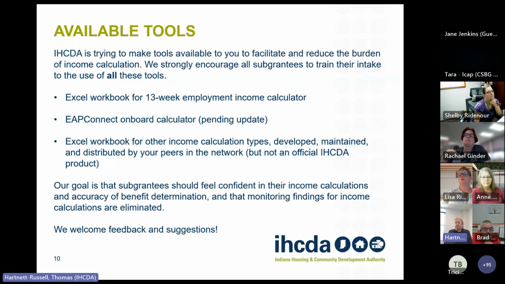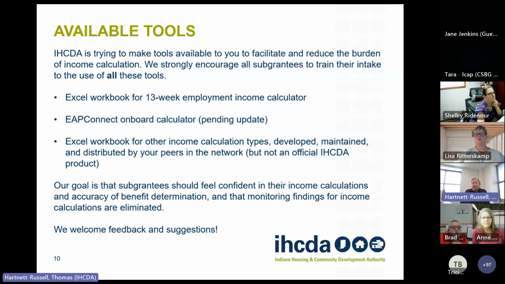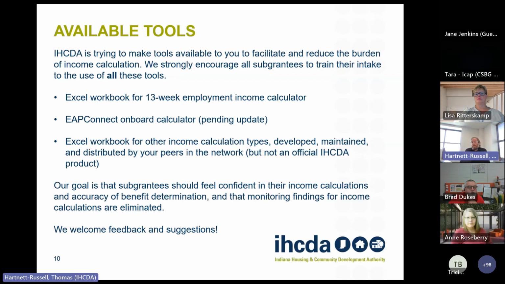Our goal is that subgrantees should feel confident in their income calculations and the accuracy of benefit determination, and that monitoring findings for income calculations are reduced or eliminated. And as always, we do welcome feedback and suggestions. We have gotten a lot of feedback from the network, particularly with the 13-week tool, that has only helped us to strengthen it and make it, I think, an easier to use and much more reliable and accurate tool. So we definitely value all that feedback that we get.